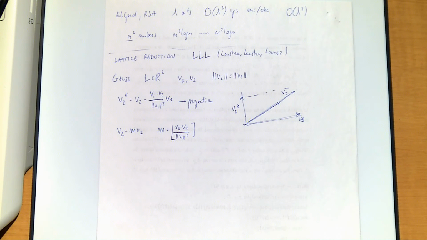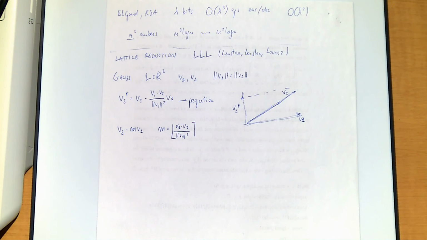And then what are we going to do? We're going to try again. You swap the roles, and then you try to project V1 onto V2. This way, one step at a time, you create a shorter basis, up until the point when that rounding number is 0, and then you're done.